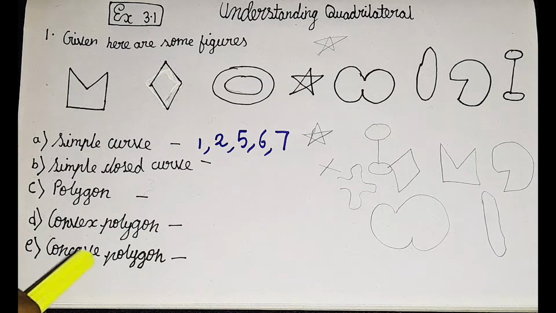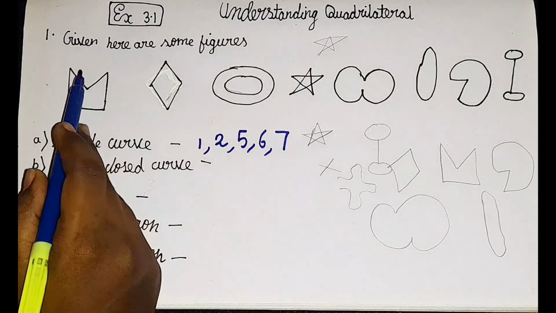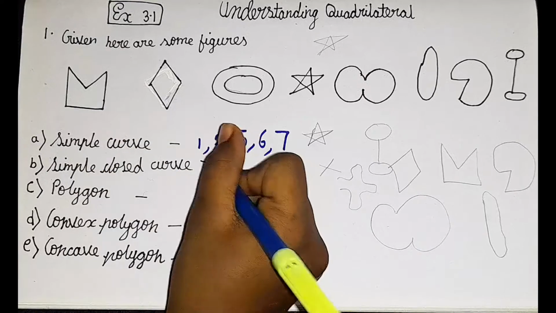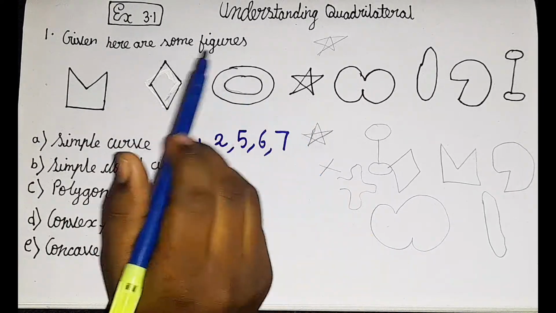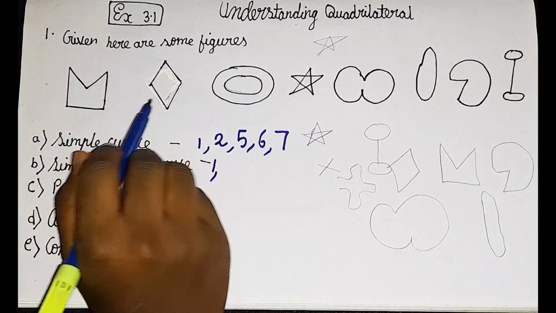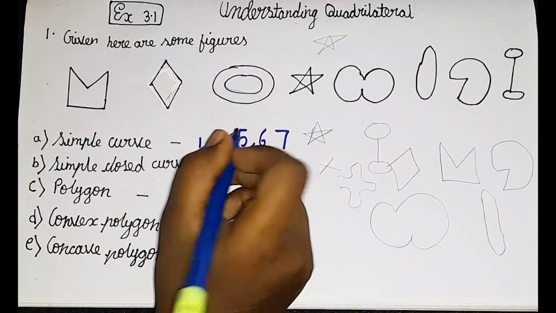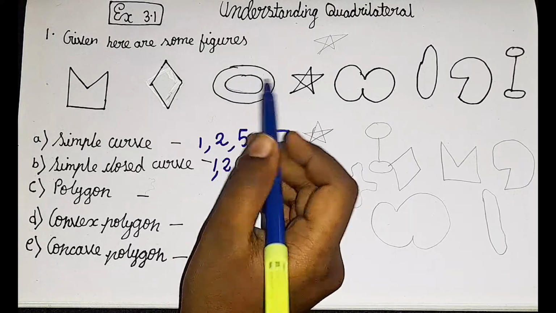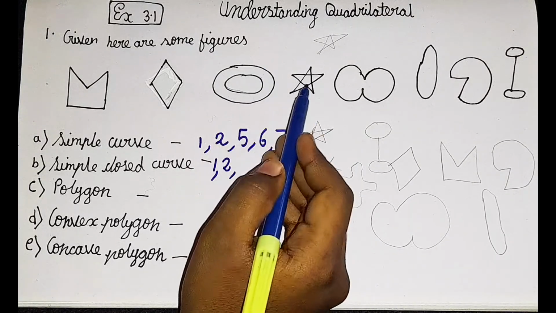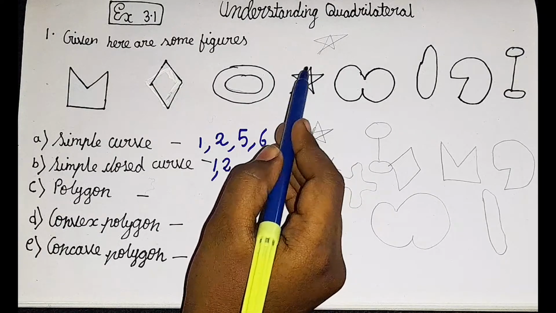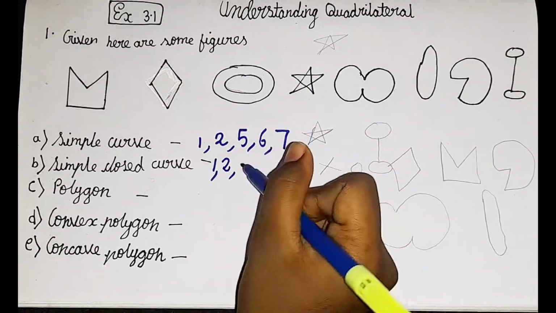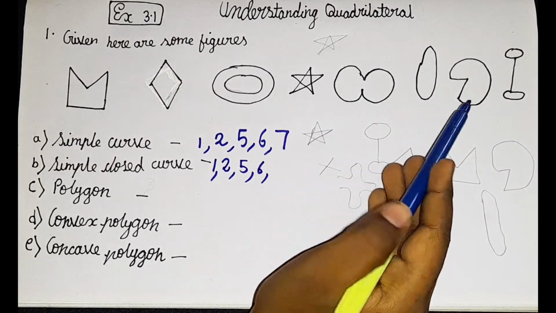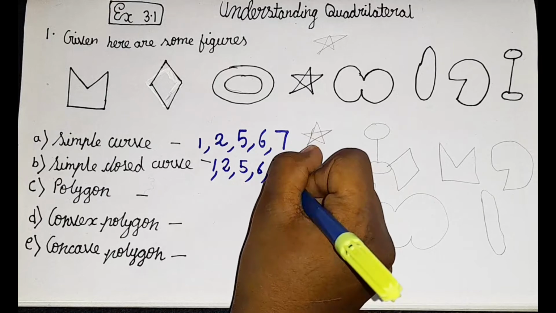So now let's see. Here this is completely closed, am I right? And without lifting the pen we can draw. So this is a simple closed curve. This is also closed easily and it's easy to draw. So this is also a simple closed curve. This one we will take the pen up. So this is not a closed curve. This is not a closed curve because it's intersecting. So this is a closed curve. This is also a closed curve. This one is also a closed curve.